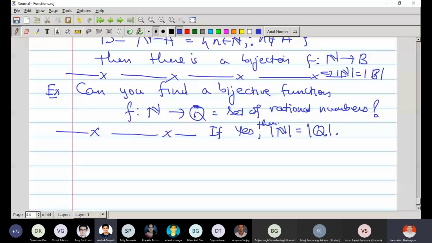Sir, f of x is equal to 1 upon x, where x belongs to N. But that will not cover all the rationals. How will you cover 2 by 3? Right, so it will not cover all because we want bijective, meaning a one-one and onto map. That means every distinct element goes to a distinct element, and it should be onto, meaning the range should be the whole codomain. So everything in the codomain should be covered by elements in the domain.